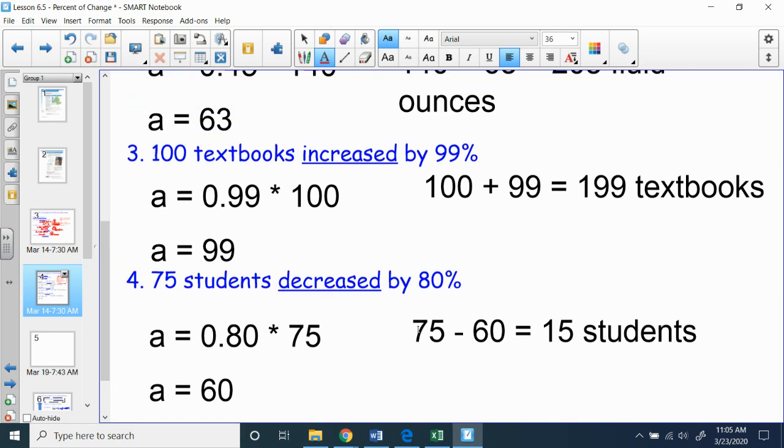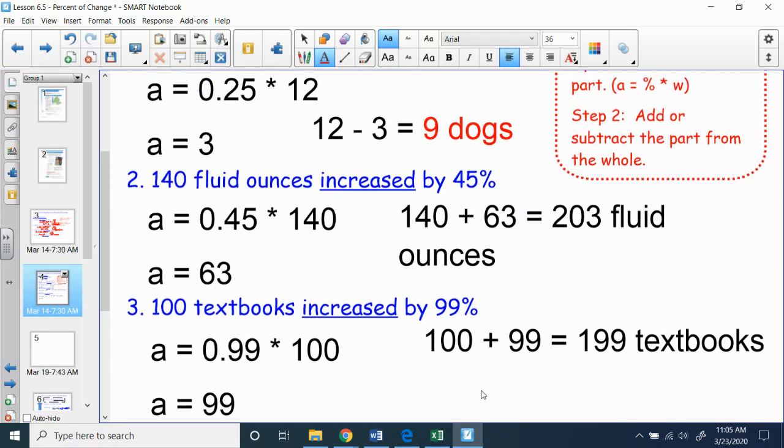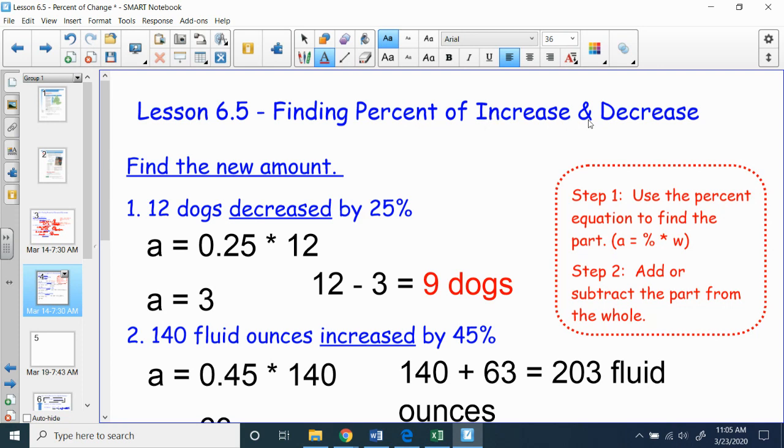Hopefully this helps you guys so that you can see how you use the percent equation to figure out amounts of percents of increase and decrease.